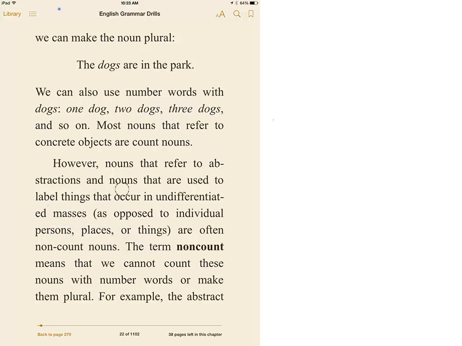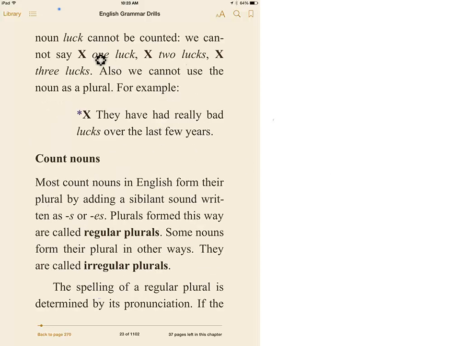Now there are other things called non-count nouns. Those are things that you cannot put numbers in front of and you cannot use in the plural, but they're still nouns. All right. For example, the word luck. Luck is a noun, okay, but you can't say one luck, two lucks, and three lucks, and you also can't add an S on it, like they have had really bad lucks over the last few years. So these are called non-count nouns.